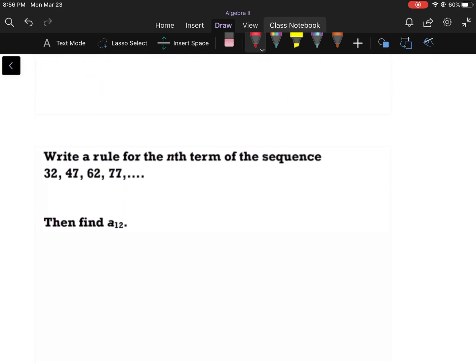So here, I want to find, and what this means with this a sub 12, so the way to read that would be find the 12th, or I should say find the number in the 12th spot. So if I put n is equal to 12 in, I would know what the 12th number is right there.